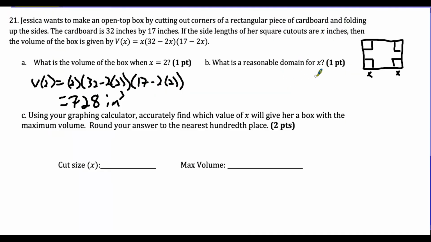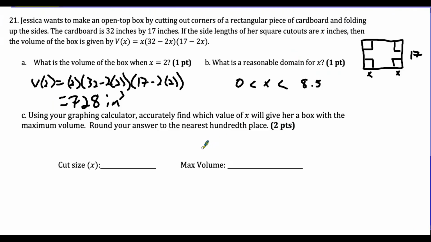Now, part B, the domain. To figure out the domain, I'm basically trying to figure out what is the biggest square that I could cut out of every corner. Well, I need to think about my smallest side. If my smallest side is 17, the biggest square that I could cut out is just going to be half of that shortest side. So half of 17 is 8.5. Now, the way that we would write this whole domain then is with a compound inequality. We're going to say that our cutouts have to be bigger than 0, but less than 8.5. So this is the compound inequality I would use to show that.